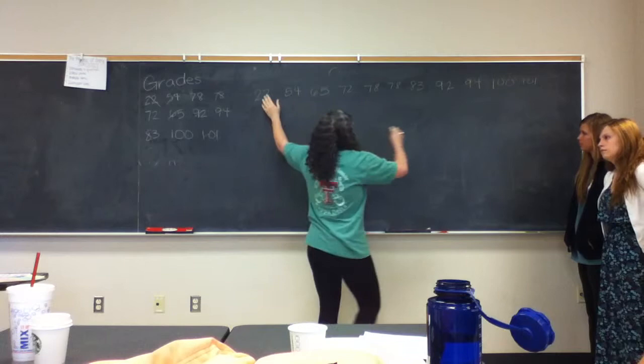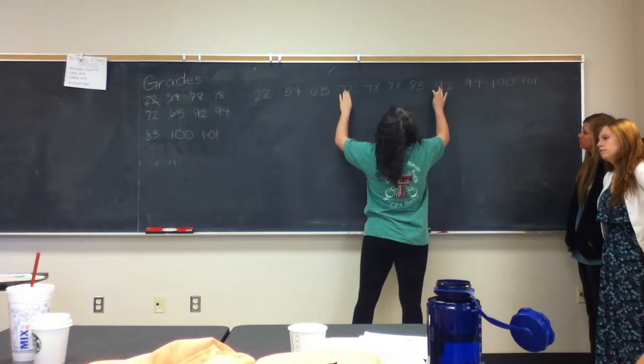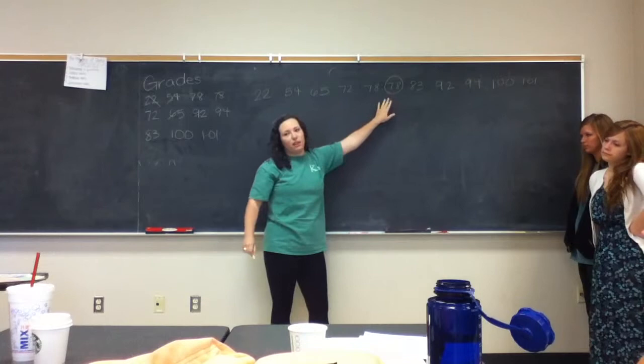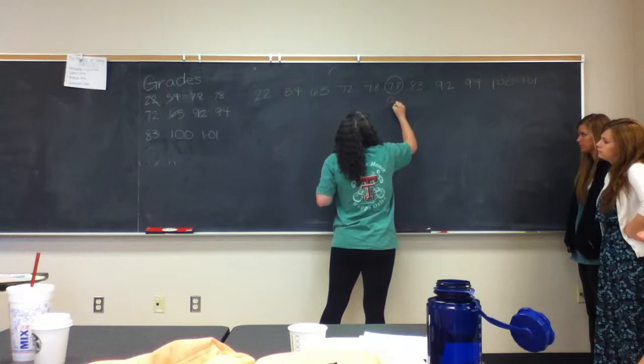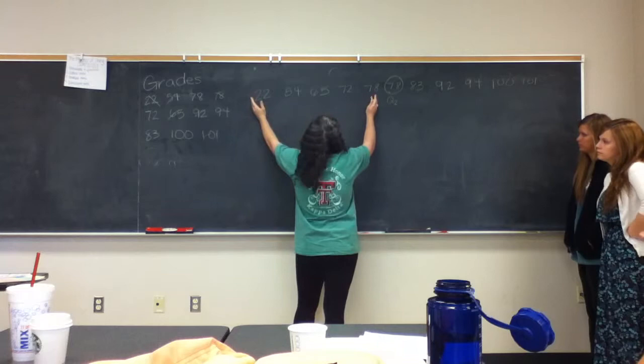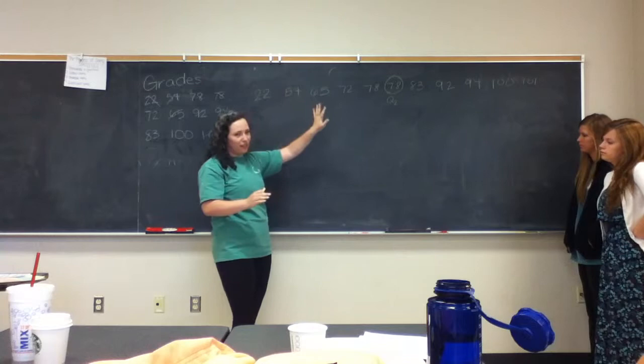So you kind of go 101 and 22, 54, 100, 65, 94, 72, 92, 78, 83. So we know that this 78 marks the middle of our data set. So that is our median, which is also the second quartile, or Q2. And then we do the same thing to each of these sets. So we have to go and find the median of each side of the set, which are the other two quartiles.